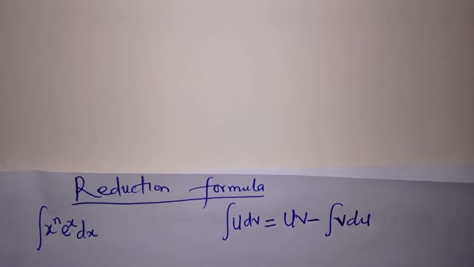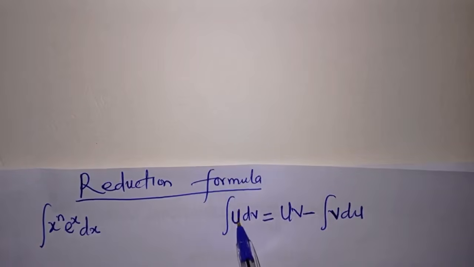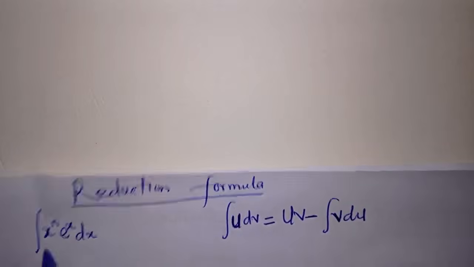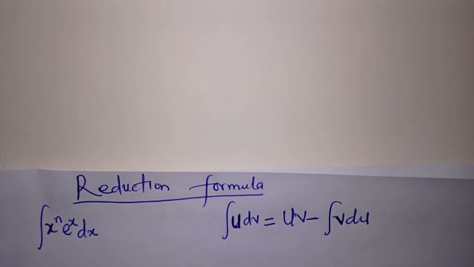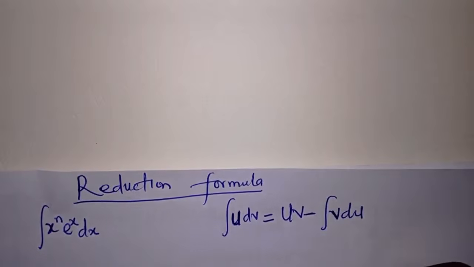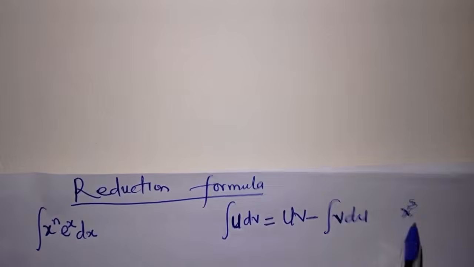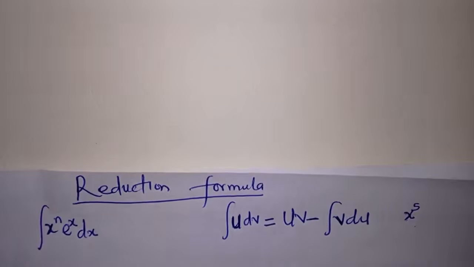So what will I choose as u? What will I choose as dv? Like I have said in one of my videos on integration by parts, the one we choose as u is the part that will actually turn to 0 after successive differentiation. If I differentiate x to the power of n successively, let's say n is 5, x to the power of 5, after some time it will turn to 0. So I should choose x to the power of n as u.